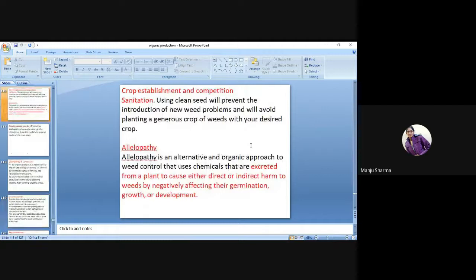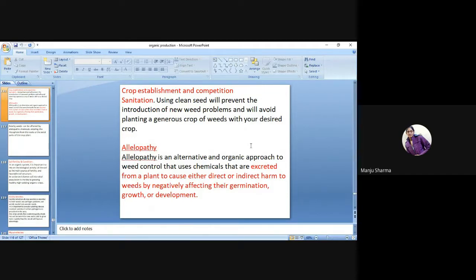Then, the crop establishment and competition. First is the sanitation. Sanitation, so that is using clean seed, will prevent the introduction of new weed problems and will avoid planting a generous crop of weeds with your desired crop.